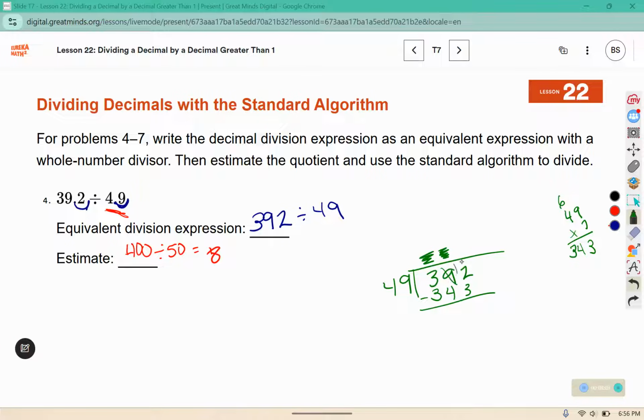We will need to regroup. 12 minus 3 is 9. 8 minus 4 is 4. So it looks like since 49 can fit into 49, I need to try a bigger number here. Let's try, like I said, 8.